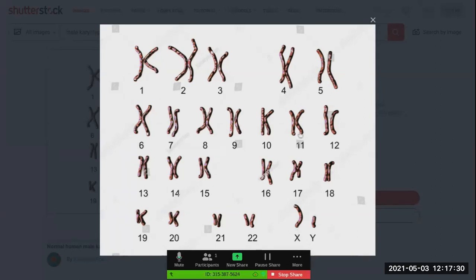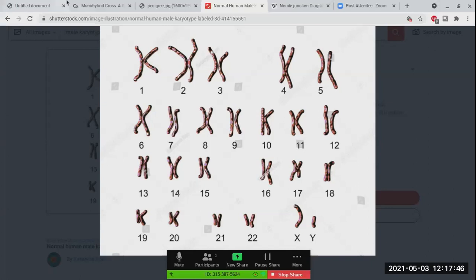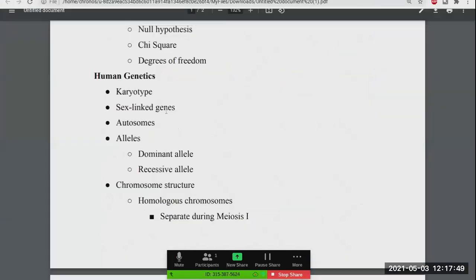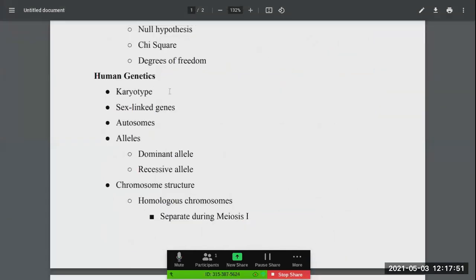So this is a male karyotype. If it was a female, the females have two X's, two copies of the X chromosome. So if it was XX, we can say, oh, this is the female karyotype. A karyotype is a chart or an image that shows all the chromosomes of a human being with their relative size.